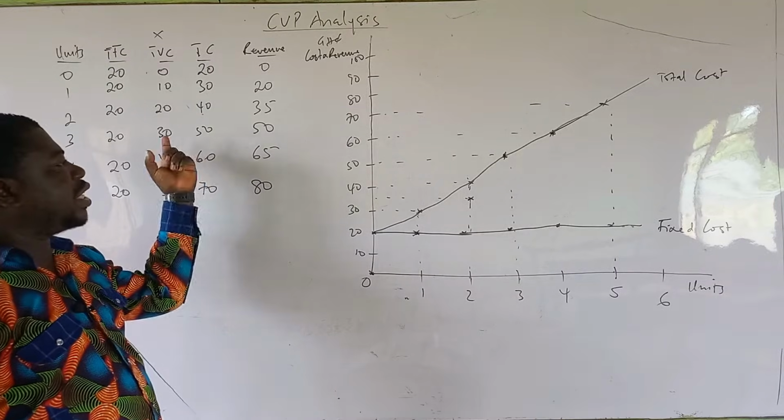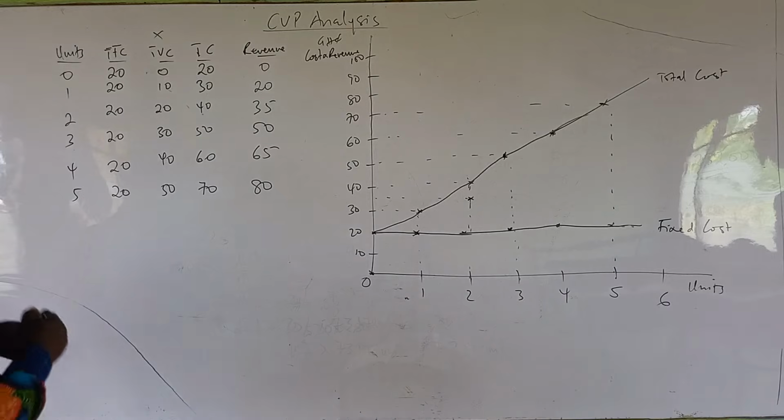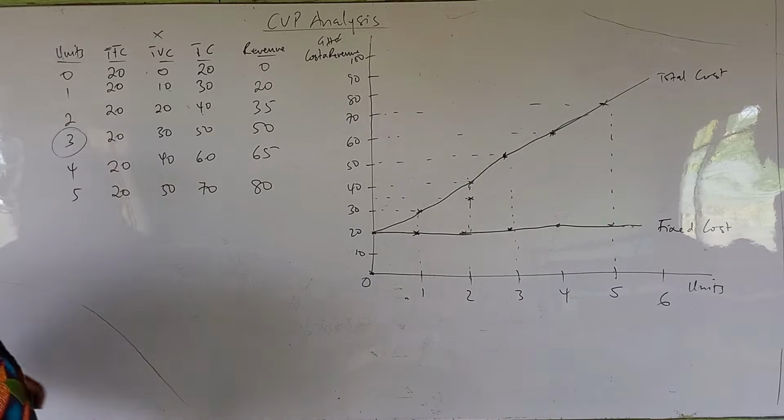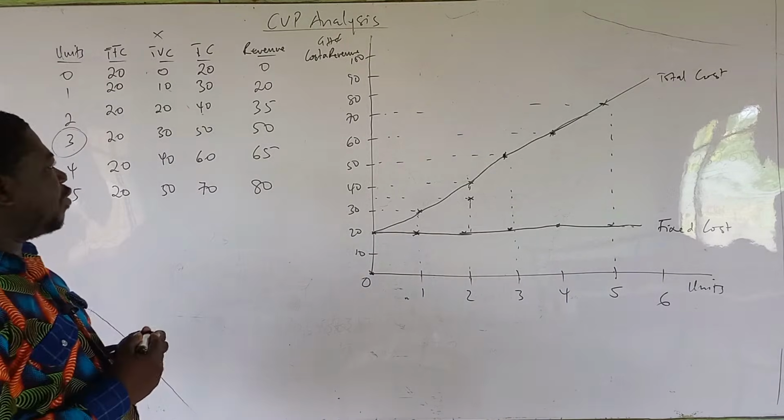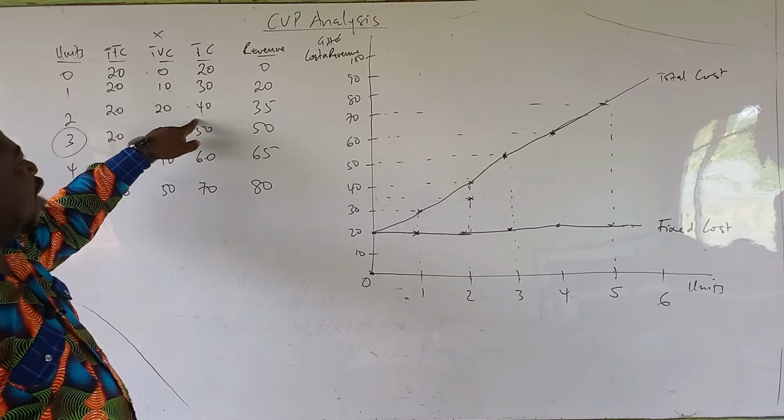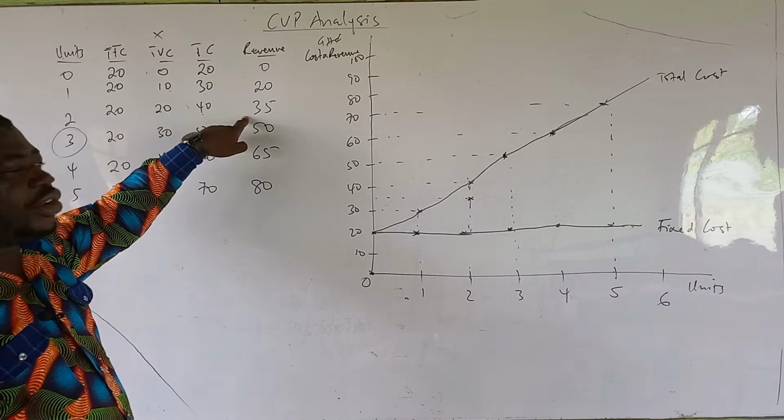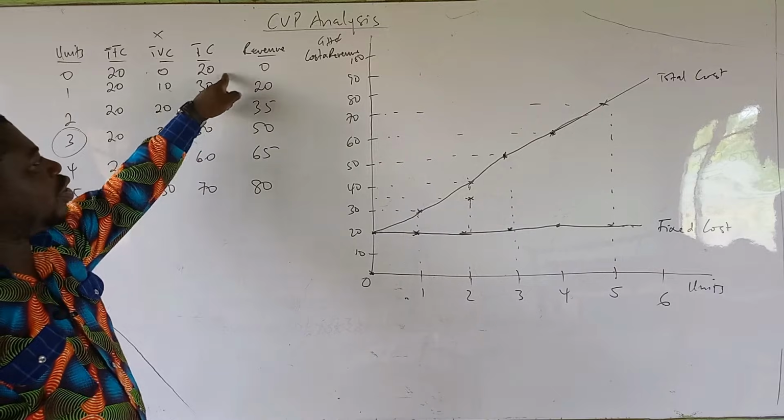So what it means is that there is a break-even. So that means that the break-even point in units is 3. Okay, and we are going to illustrate that with the graph. Meaning that over here, we are having total cost of 40, total revenue of 35. There is a loss.